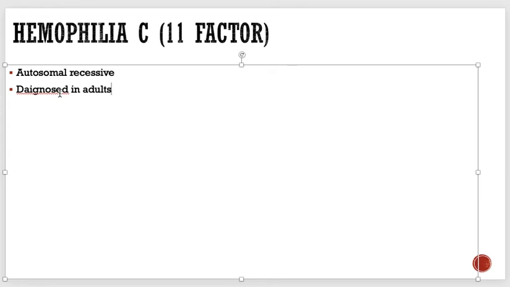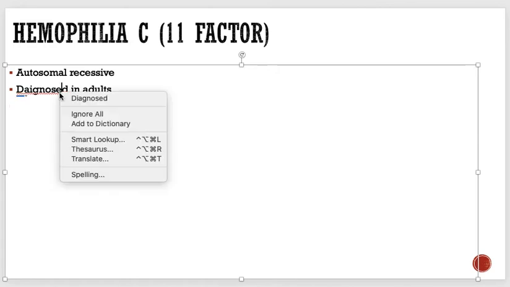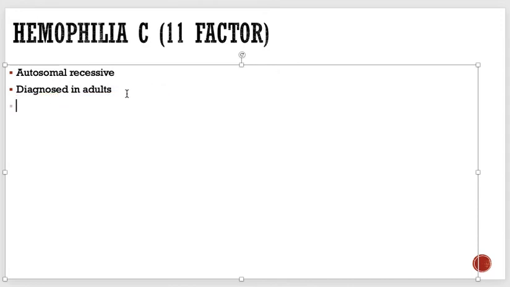And simply, treatment and everything remains the same. Why? Because in this one we just give them factor 11 concentrate, plus again the same antifibrinolytic drugs like tranexamic acid. So everything will be the same, there will be no difference. It only occurs in Jewish people, it runs in those races.